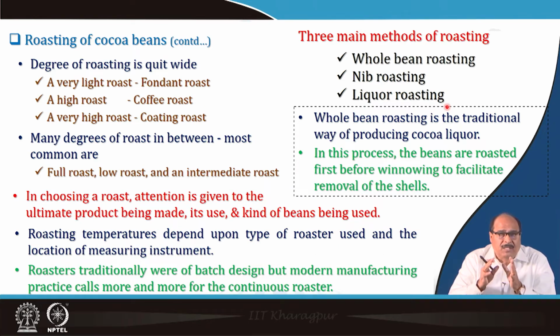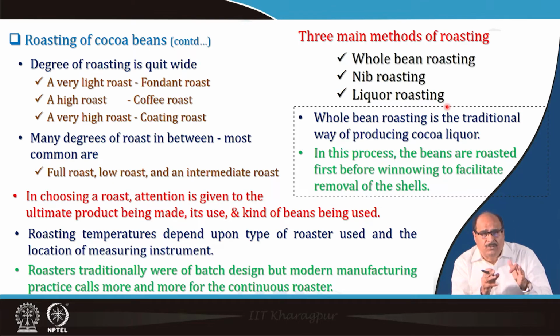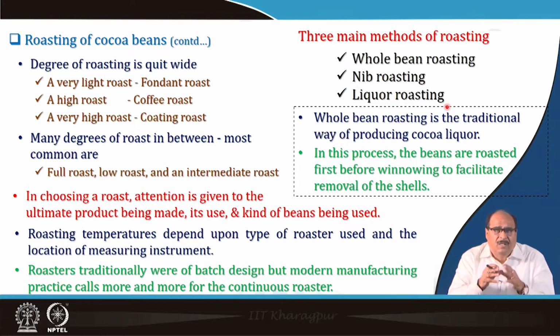Degree of roasting may vary quite a lot. A very light roast may be a fondant roast, or high roast is a coffee roast, or a very light roast is a coating roast, and many degrees of roast may be in between. The most commonly used are full roast, low roast and intermediate roast, and in fact the type of roasting is sometimes a secret of the manufacturing company to have their branded flavor and branded product.